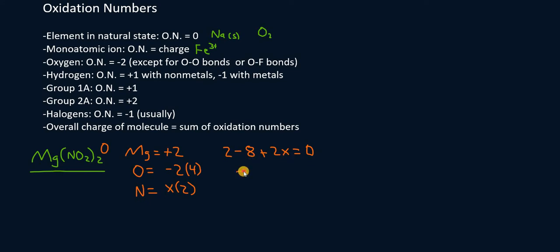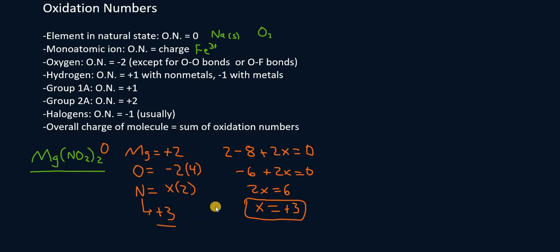So 2 minus 8 is going to be -6 plus 2x equals 0. Add the 6 to the other side, you get 2x is equal to 6. Divide the 2 to the other side, you get x equals plus 3. And this is going to be the oxidation number for nitrogen in this molecule. So nitrogen is going to be +3 for its oxidation number.